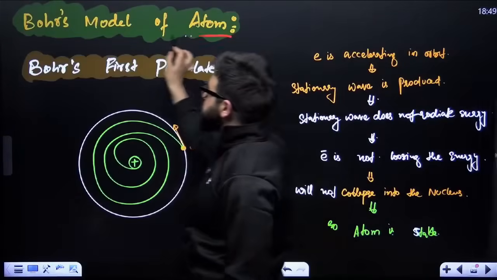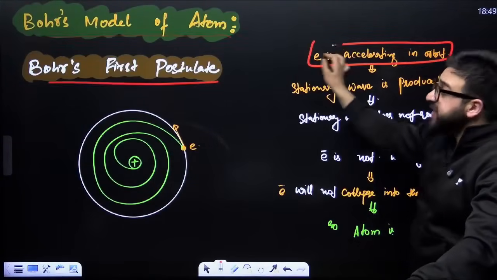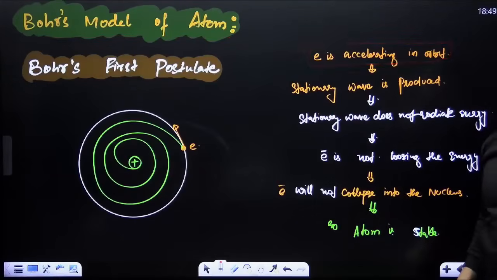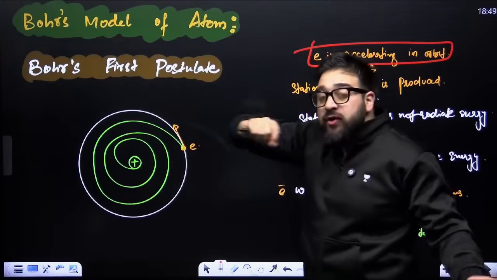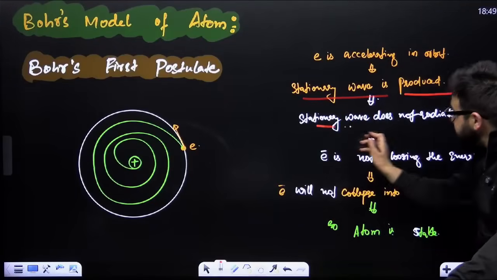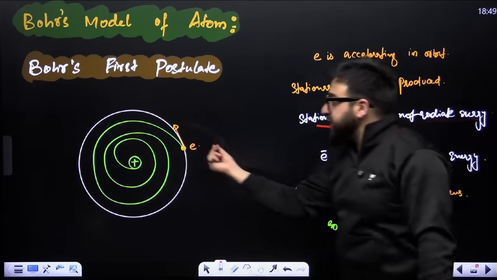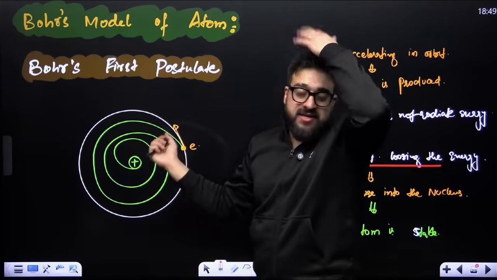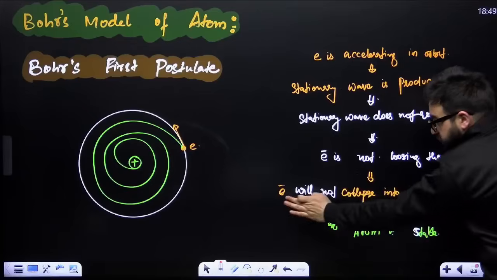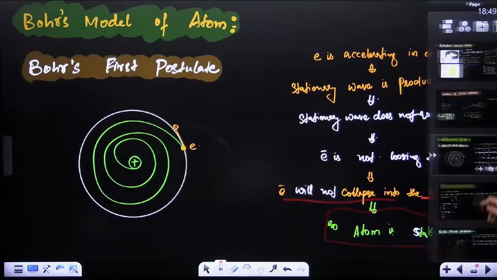Then, my dear NEET aspirants, Bohr's atomic model. Bohr's first postulate says that an electron revolving in an orbit is accelerating in the orbit. Whenever an electron accelerates in an orbit, it produces a wave. He said it produces a stationary wave, and a stationary wave does not radiate energy. Hence an electron revolving around the nucleus does not lose energy, so the electron will not collapse into the nucleus. Hence we say the atom is stable. He defined the stability of an atom.